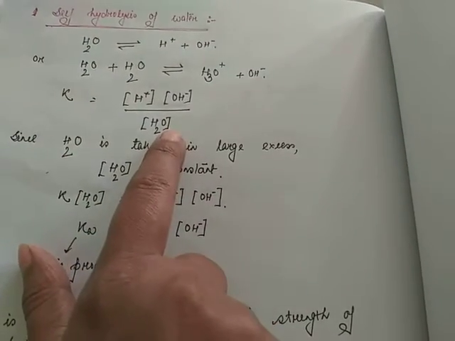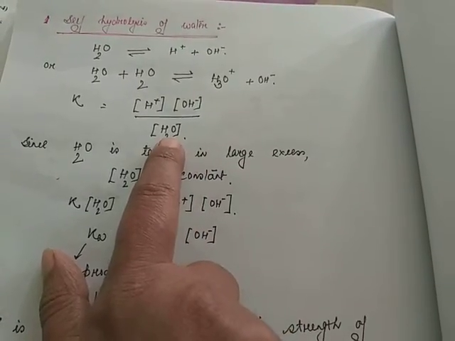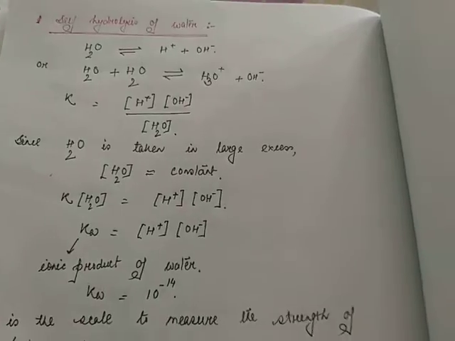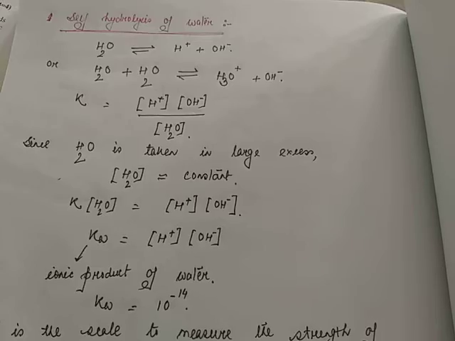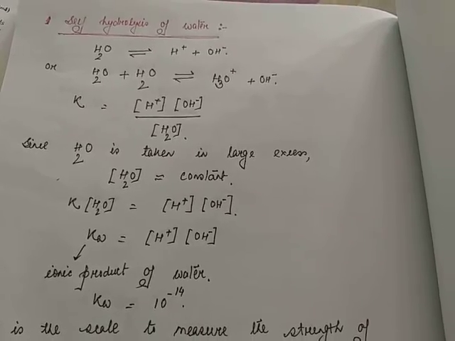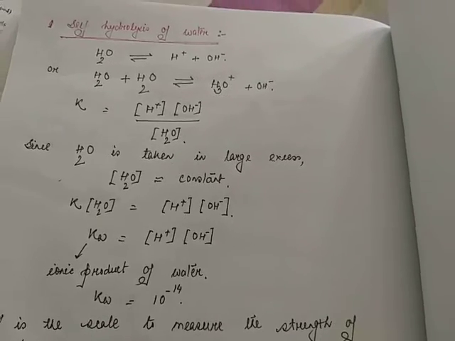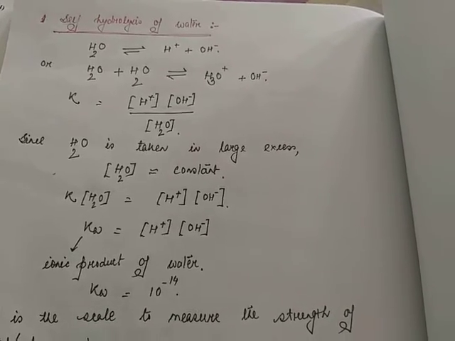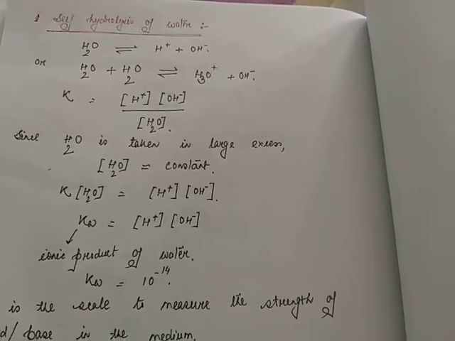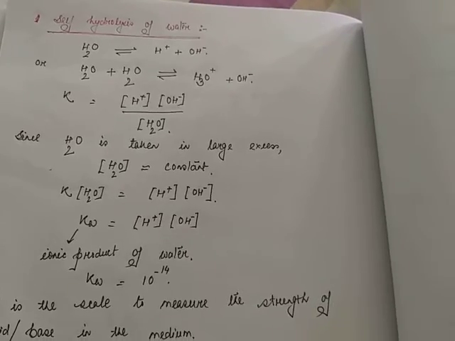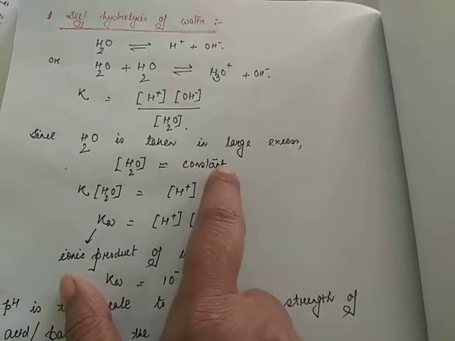Since water is taken in large excess, we do not have much difference in the concentration of water. For example, if we consider the total concentration of water as a medium, like the sea water, that is water present in the sea, and we take out 4 buckets or a certain liters of water from the sea, the concentration of water in the sea doesn't matter. So it means that the amount of water even after dissociation remains almost constant.